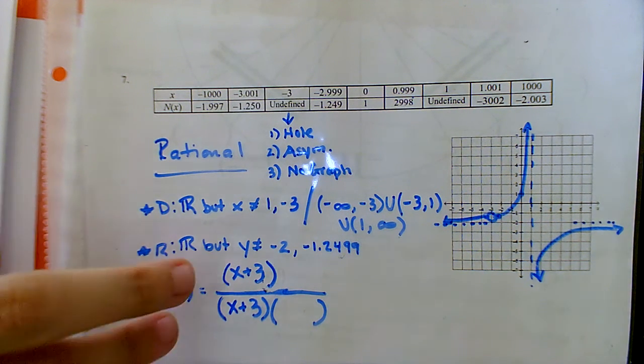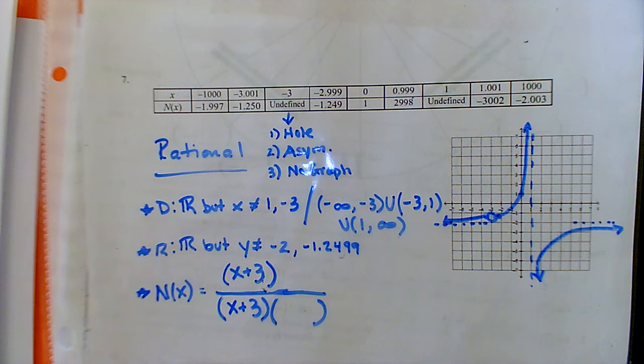So the fact that if you have the same thing up top and bottom of a fraction, wouldn't that cancel each other out? And if you're canceling it out, you're making it a hole. It's like you're removing it from the problem.